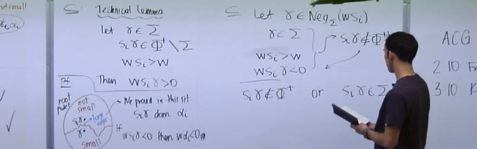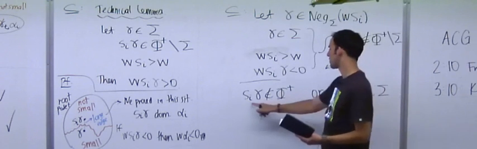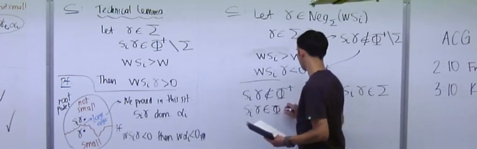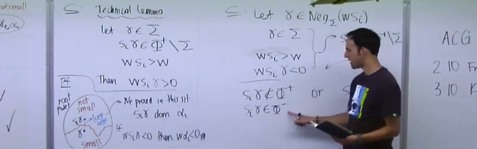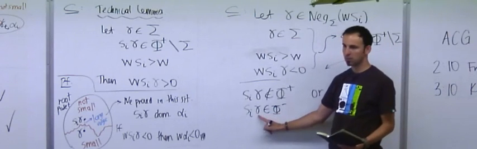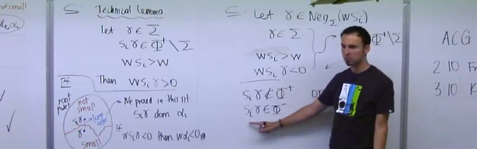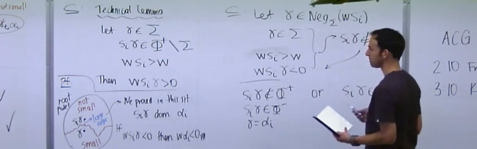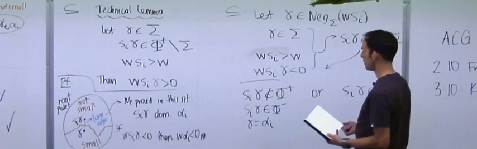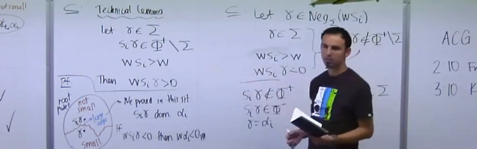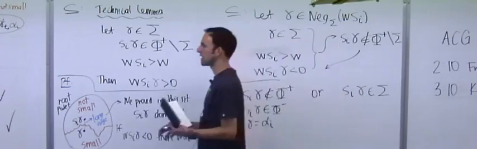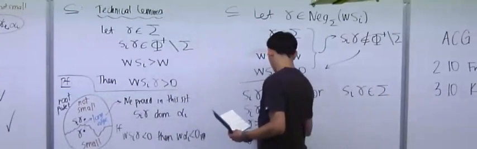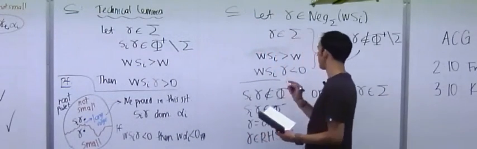Okay. Now, in this case, SI gamma is not in phi plus. That means that SI gamma is in phi minus. SI gamma is a negative root. That means gamma was a positive root that was made negative by SI, and that means we know exactly which one it is. Gamma has to be alpha I. Okay? And if gamma is alpha I, then it's in the right-hand side, because the right-hand side contains alpha I, and alpha I is small. So gamma is in the right-hand side.